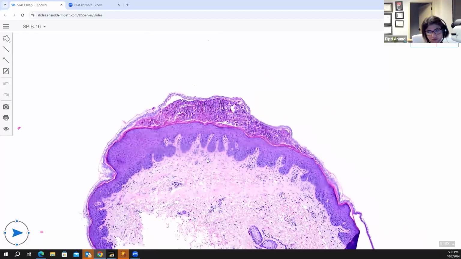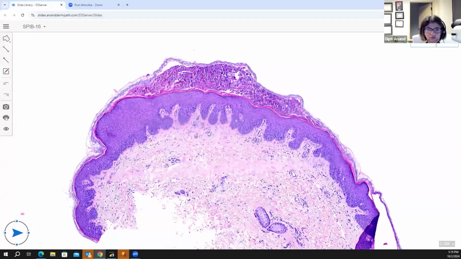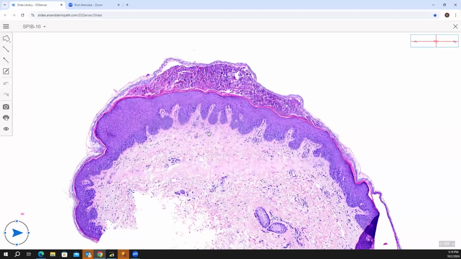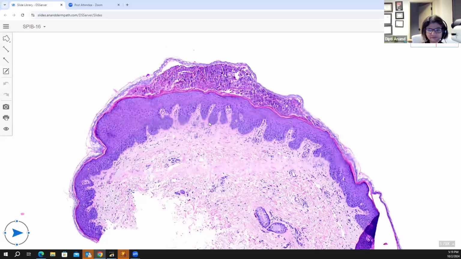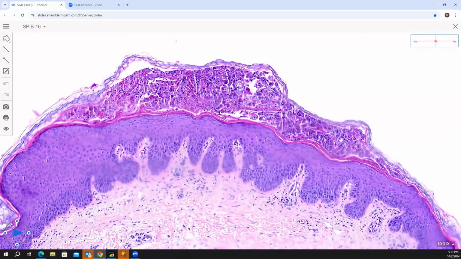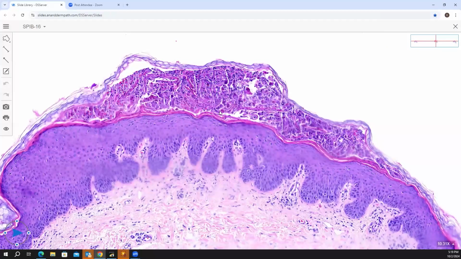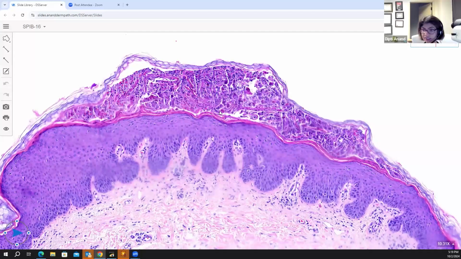What's that? What's the level of split, if there is a split? Subcorneal. Subcorneal split. So what is your differential in this? Bullous impetigo, bullous tinea, pustular psoriasis. I can tell you there is no fungus in here, and the Gram stain is negative. So the PAS and Gram stains are negative. So pustular psoriasis. Okay, it can definitely be pustular psoriasis.